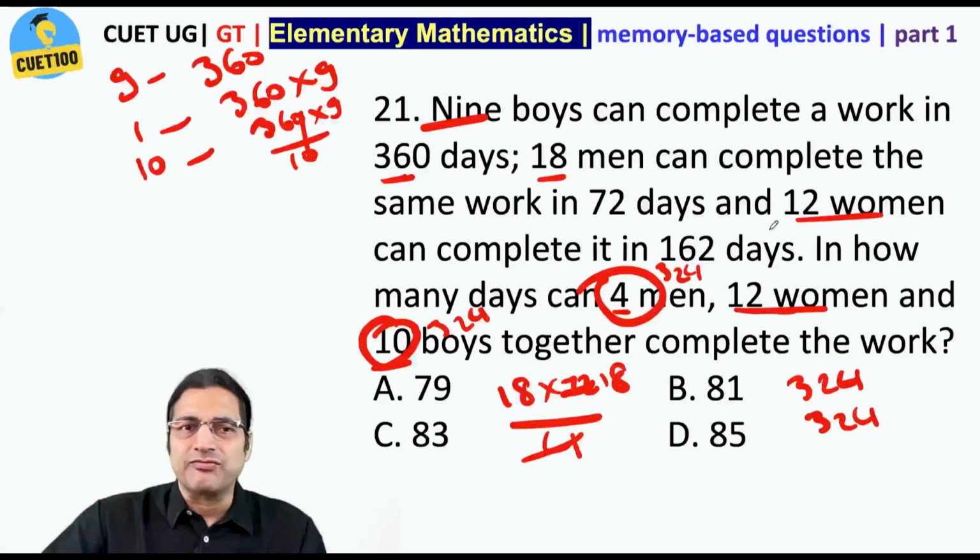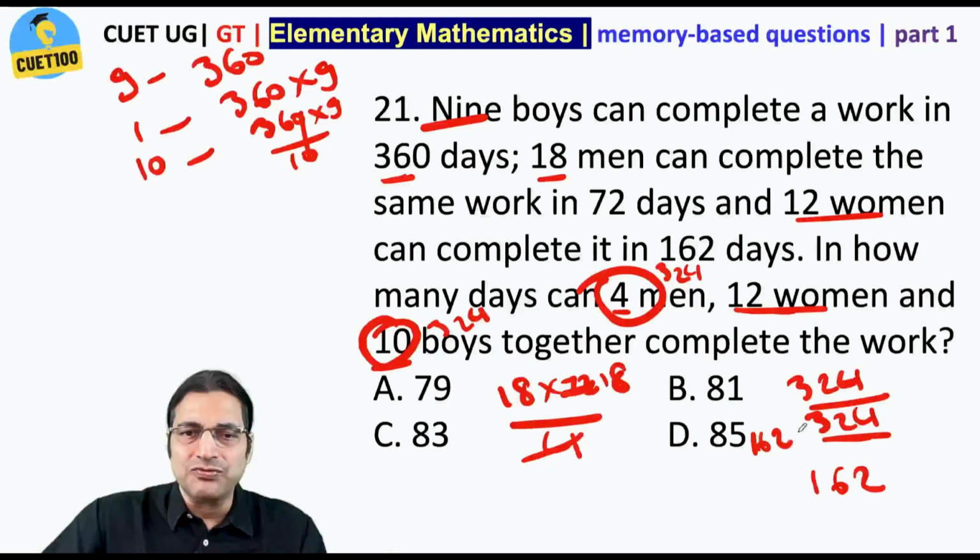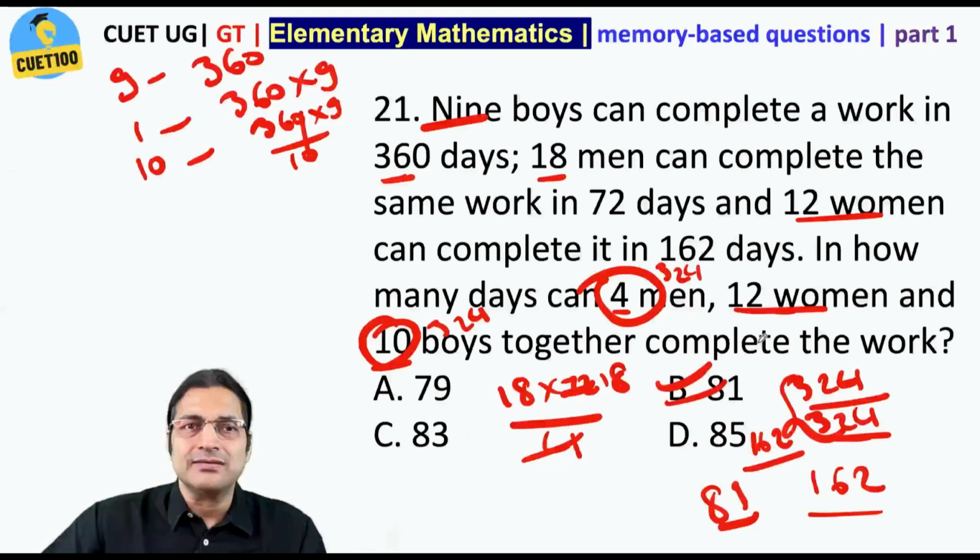This is straight away given that 12 women can do it in 162 days. Okay, 162 days. You don't have to calculate anything now. This group in 324 days, this group can also do it in 324 days. So, they are equally capable. So, together they can do it in half the time. So, half of 324 is 162. Alright. Now, this group together can do it in 162 days. Women can do it in 162 days, right? So, together they will take half of this, 81 days, and hence this is your answer.